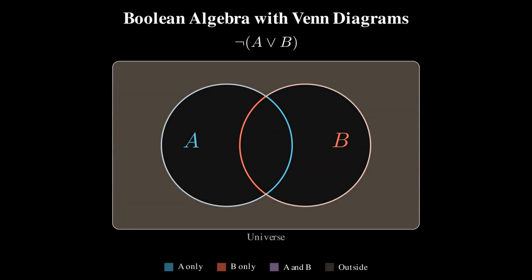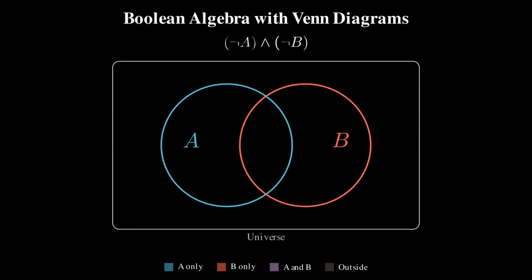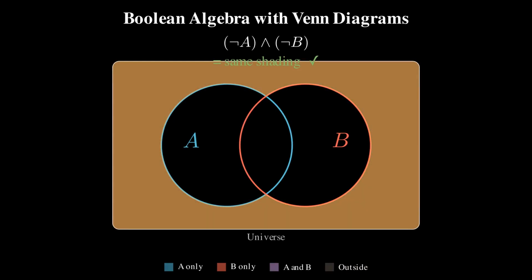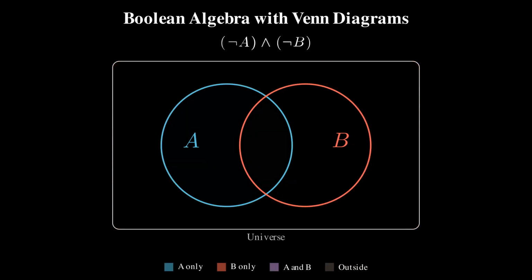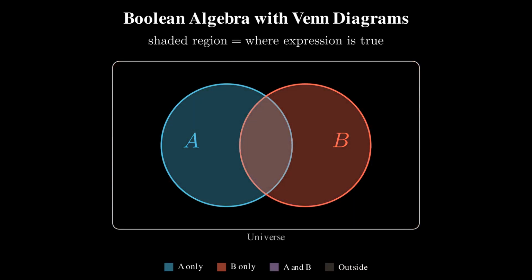Not of A or B: only the outside region, in neither A nor B. Not A, and not B: same outside region. De Morgan's second law. Remember, the shaded region is where the Boolean expression is true.